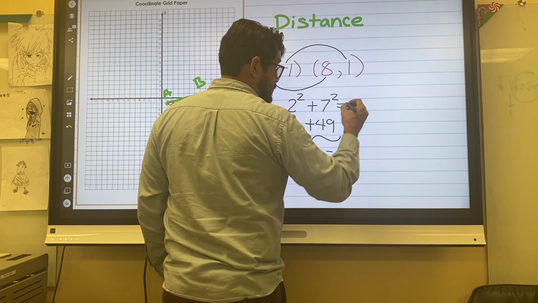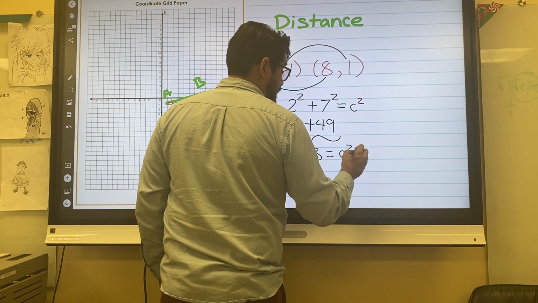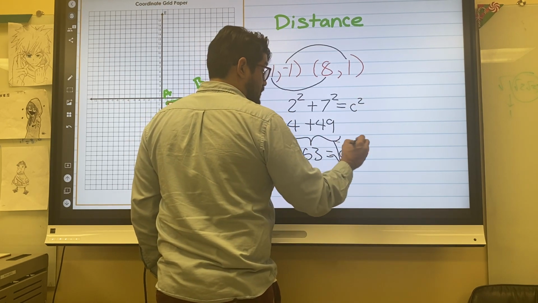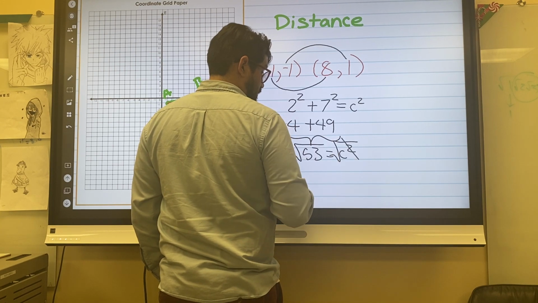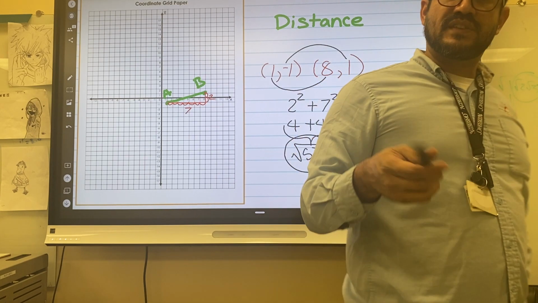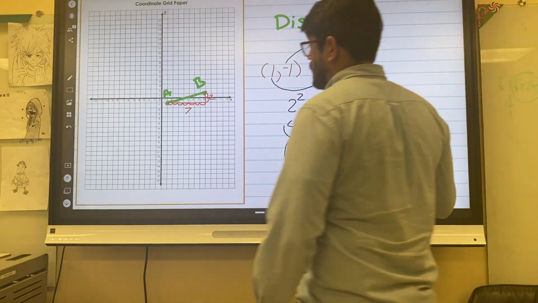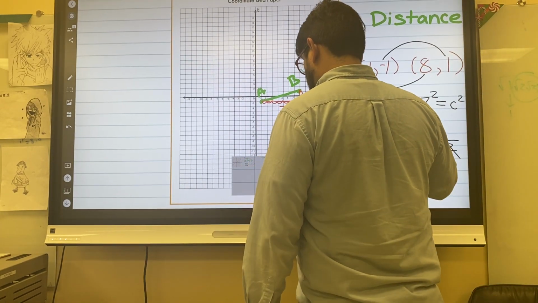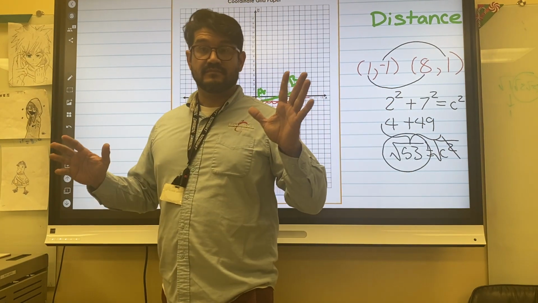On c squared, we'll do c squared over here. How do you get rid of the squared? You square root. And there's my answer. Same answer, different methods, because they're both the distance formula. Okay, and then I think that is it. Good luck, everybody.